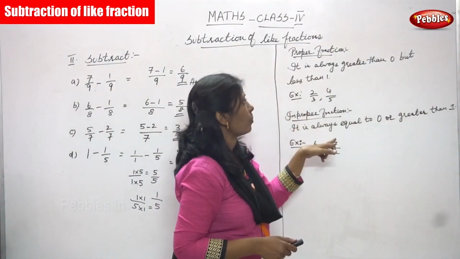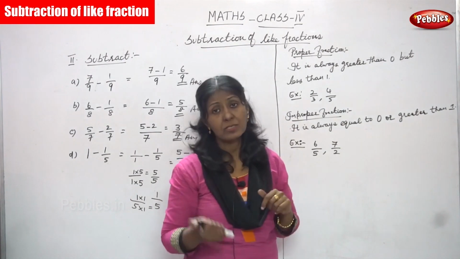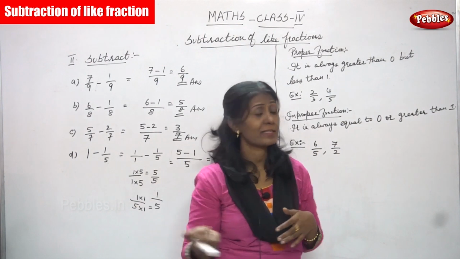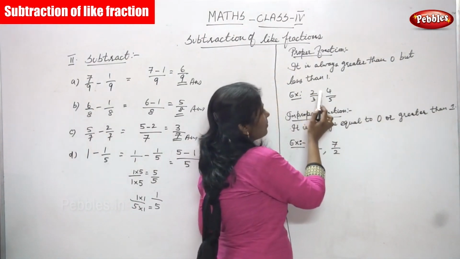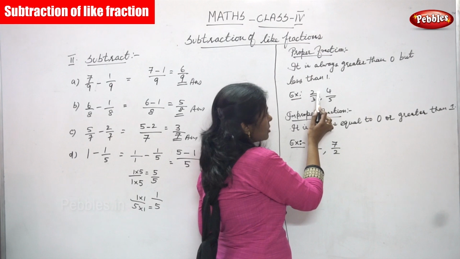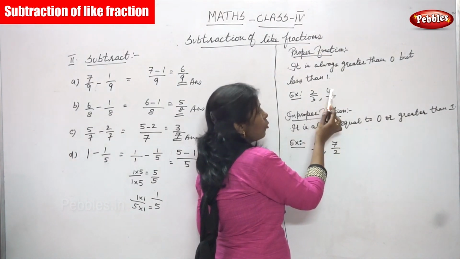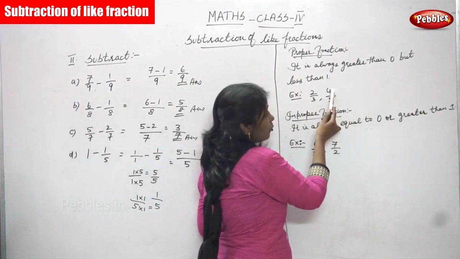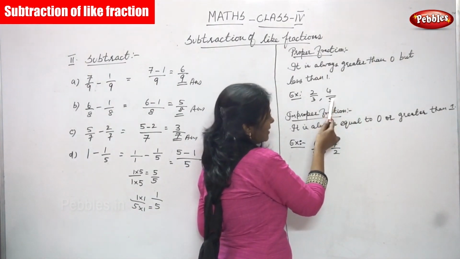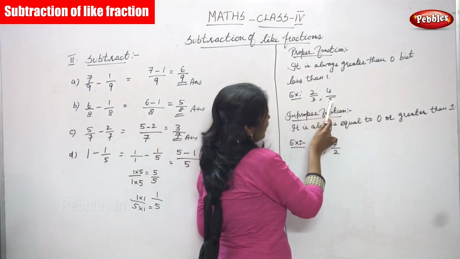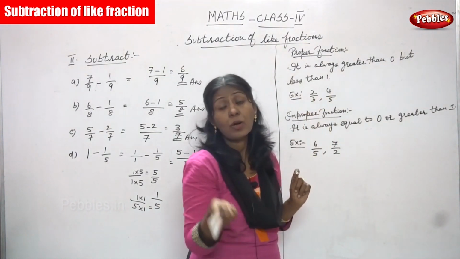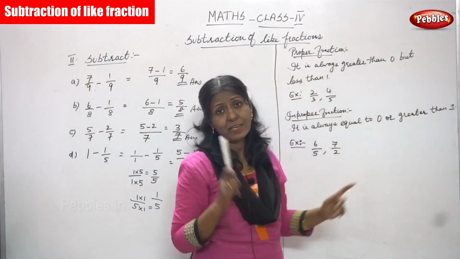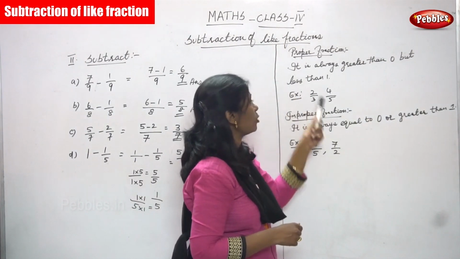Examples: 2 by 3 and 4 by 5. I'll repeat once again. Proper fraction means the numerator is less than the denominator. 2 by 3 is a fraction, 2 is the numerator and 3 is the denominator. 4 by 5 is a fraction. It is a proper fraction. How could you say it is a proper fraction? Because 4 is the numerator and 5 is the denominator. Both are proper fractions. It is always greater than 0 but less than 1, this is the value of a proper fraction.